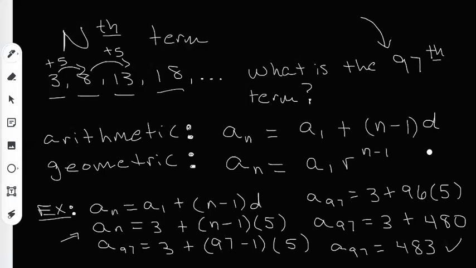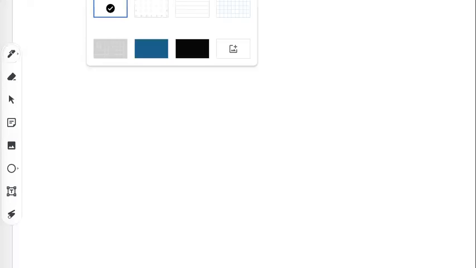So I'm taking this sequence and we're projecting far out into the future. What is the 97th term going to be? That's going to be 483. Okay. Let's look at a geometric sequence. A geometric sequence. So this time we're going to be multiplying instead of adding, right? Let's take a look at an example of that.